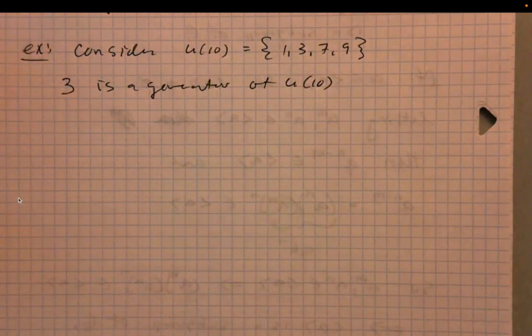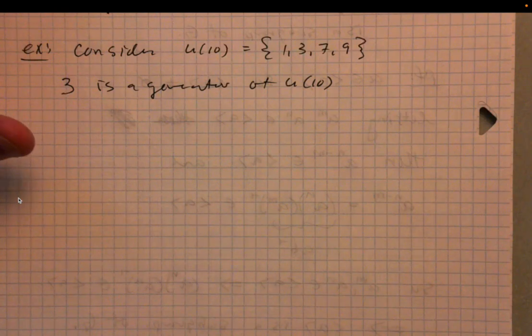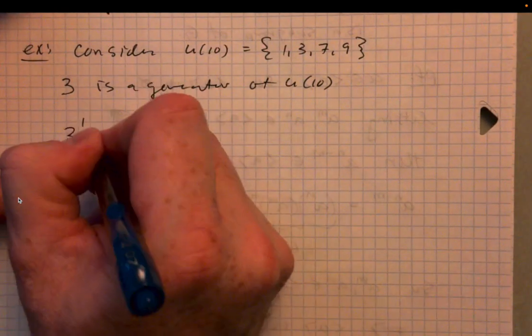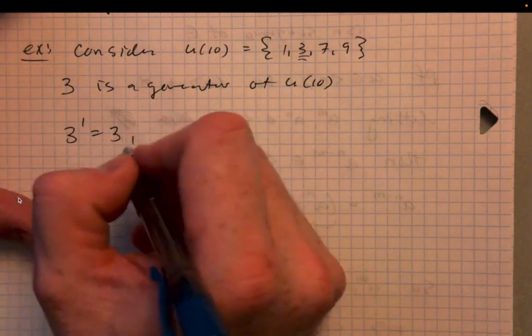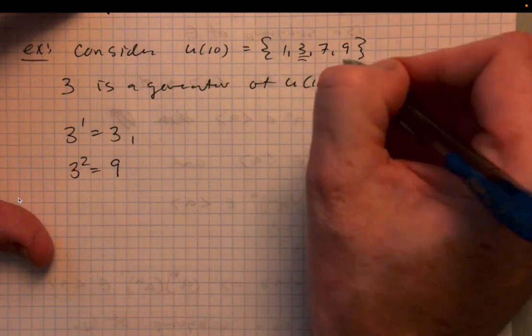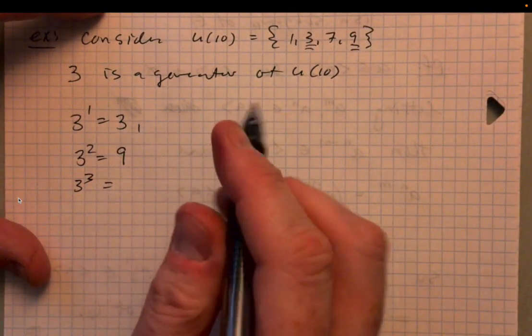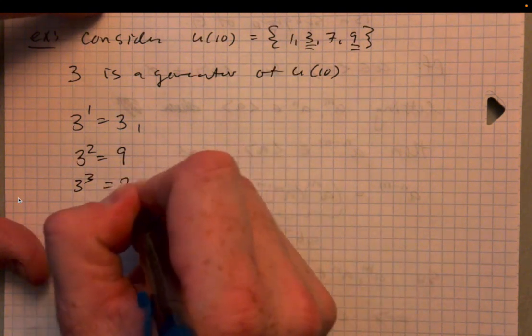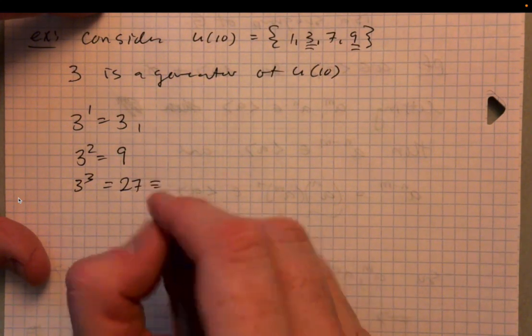It's a generator of U10, right? And what that means is that the entirety of the group can be expressed as powers of 3. In this case, it is a multiplicative group, right? So let's think about that. So 3 to the first power is 3, right? So that gets you that one. We already had it, kind of. 3 squared gets you 9, so that gets you that one. 3 to the third power is 27, right? 3 times 3 is 9, times 3 is 27, which is congruent with 7, right?